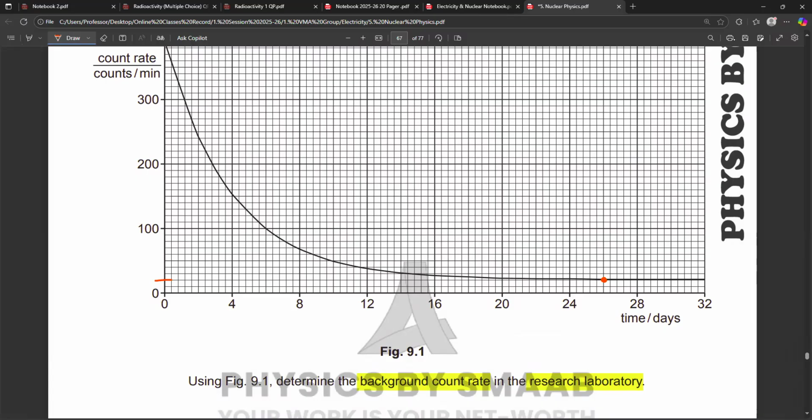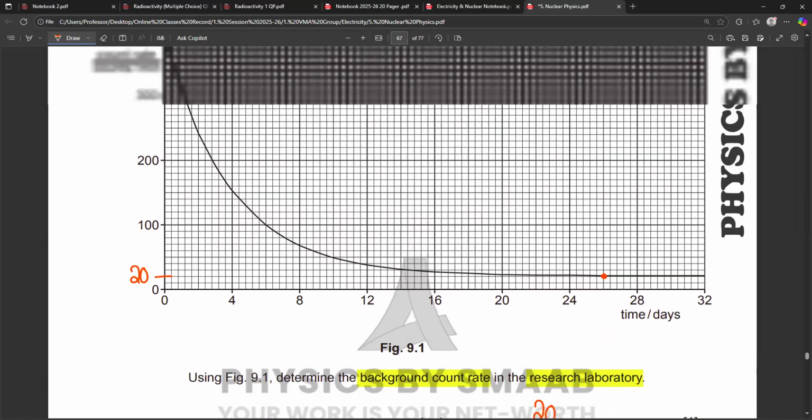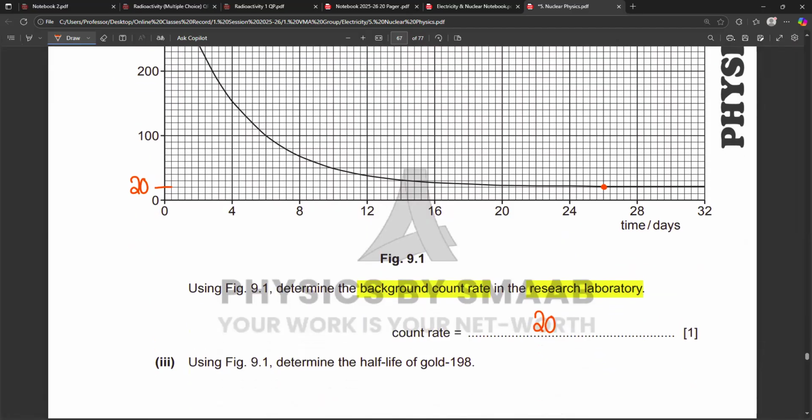And this is the value: 20, 30, 40, 50, 60, 70, 80, 90, 100, yes. So 20 is the background radiation, correct? Because this value is constantly given in the graphical representation, it is not decreasing, because background radiations are not performing radioactive decay, so that's why that value remains constant. So the value is 20 counts per minute, correct?